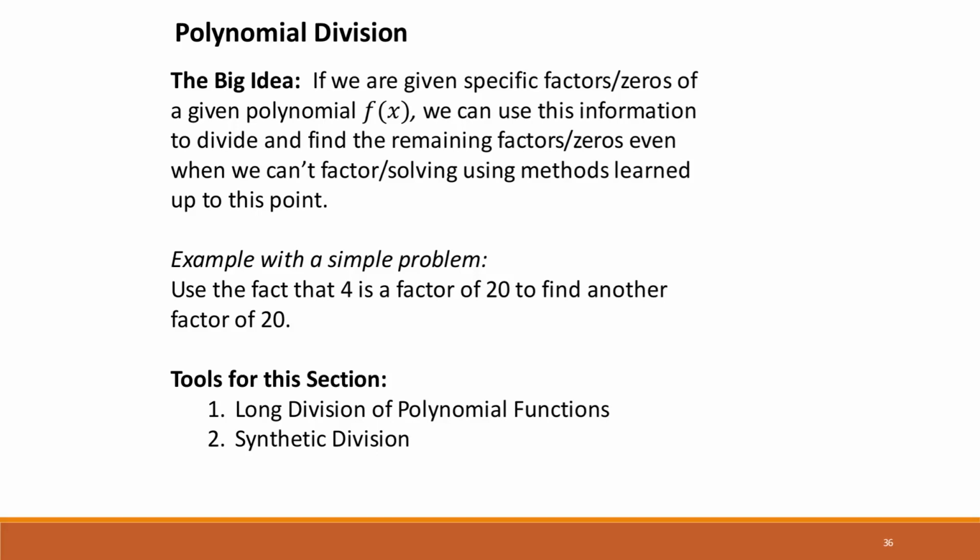So with this idea, if we use the fact that 4 is a factor of 20, we can find another factor of 20, right? We would just use regular division. 20 divided by 4 would give me 5, because 5 times 4 is 20, and you get 0. So another factor is 5. It works the exact same way. We're going to use two types of division today. We're going to use long division of polynomial functions and synthetic division of polynomial functions.